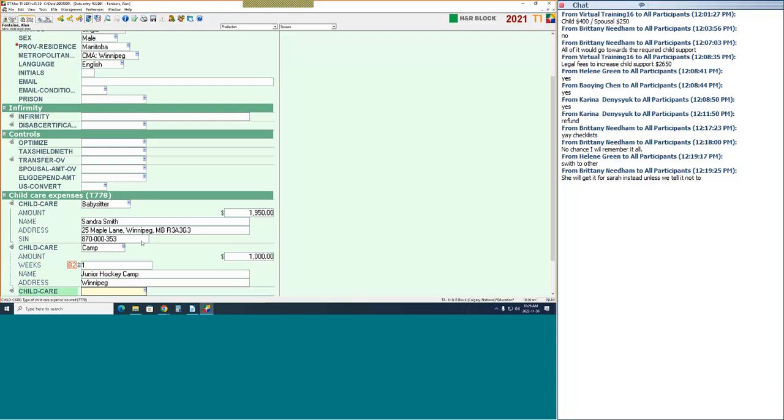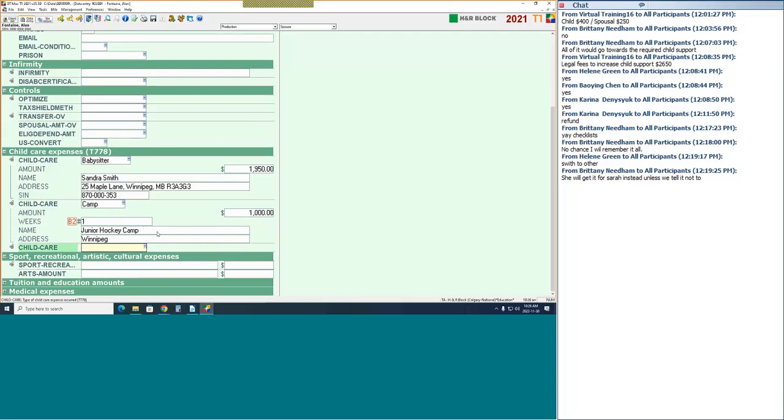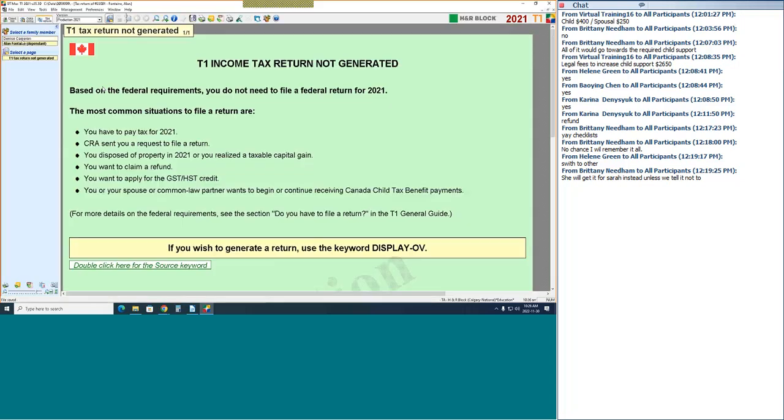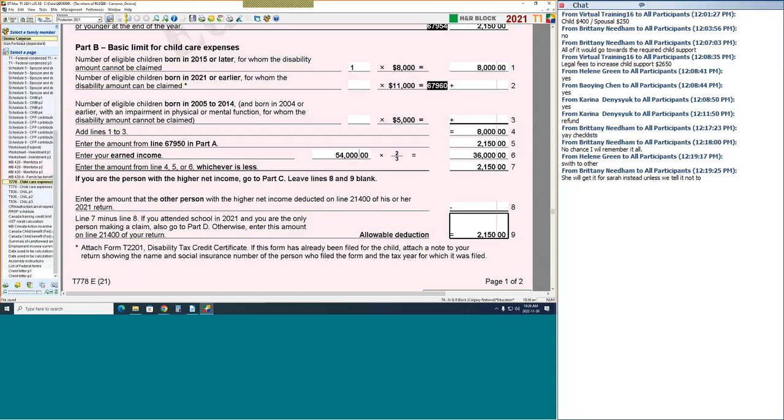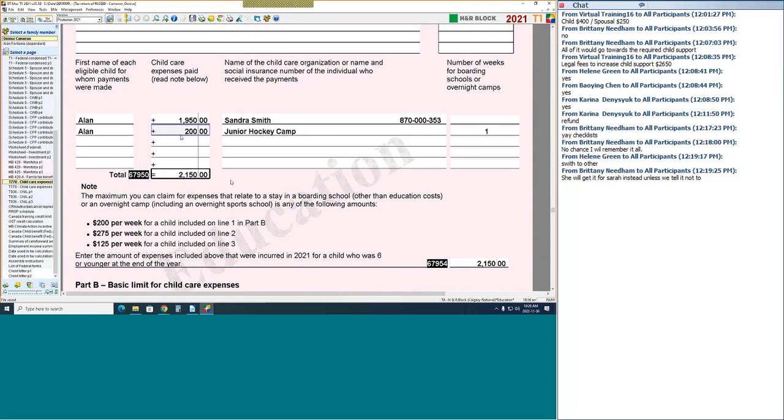But in real life, you have to have an address. What it's going to do is it's going to go into the child care expenses, and I said $1,000. It limited it to $200 because it knew that there is a restriction for how much you get depending on the age of your child and whether your child has a disability.